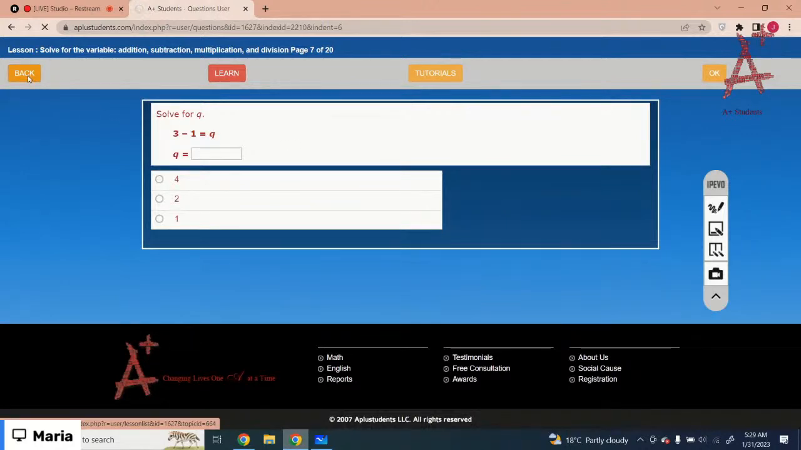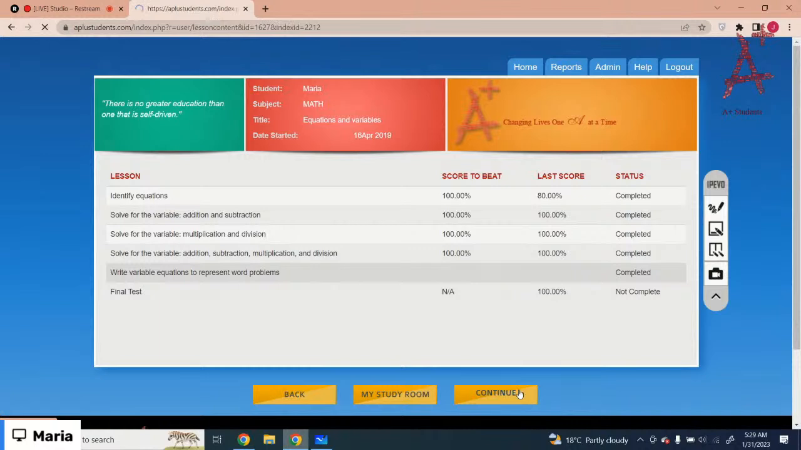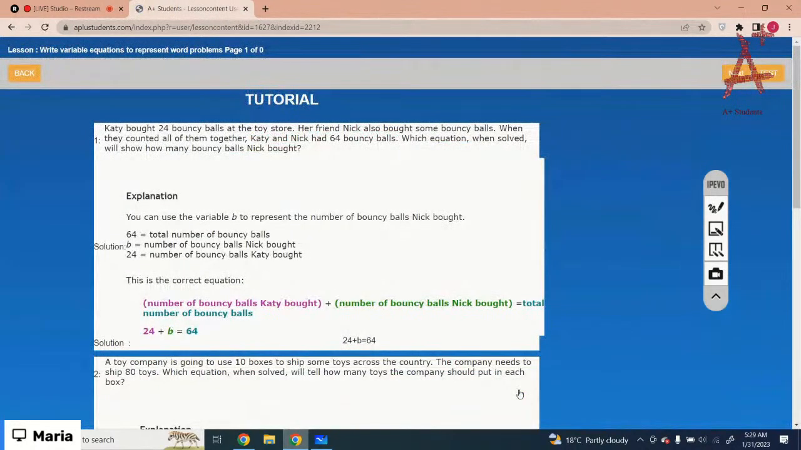Let me just move on to the next lesson. The next lesson: write variable equations to represent word problems. So let's just start with the lesson. You're given a statement. You just have to understand the statement and write down the equation. Got it? Okay, let me just read the question.